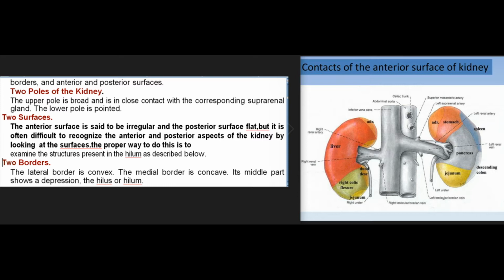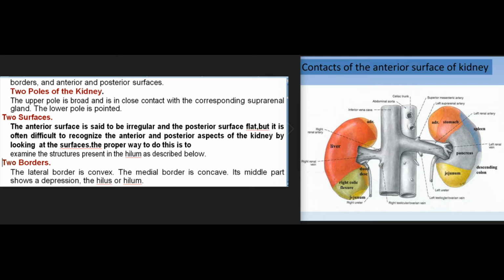Two surfaces. The anterior surface is said to be irregular and the posterior surface flat, but it is often difficult to recognize the anterior and posterior aspects of the kidney by looking at the surfaces. The proper way to do this is to examine the structures present in the hilum as described below.